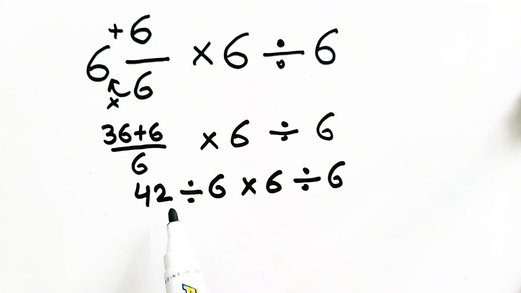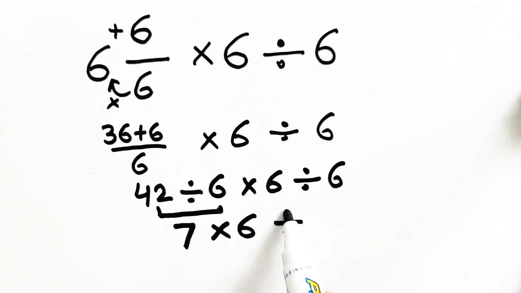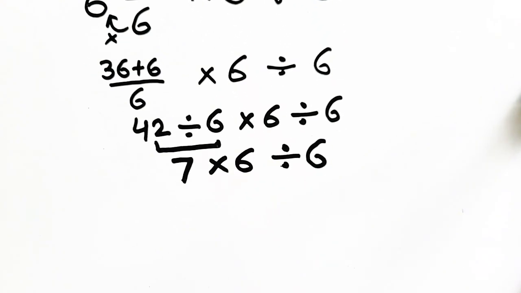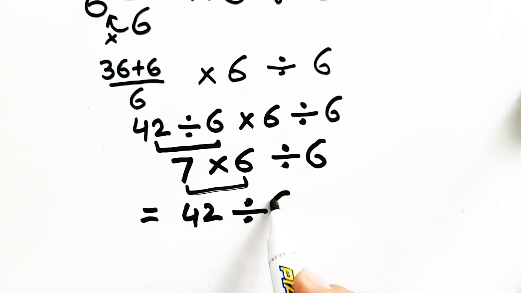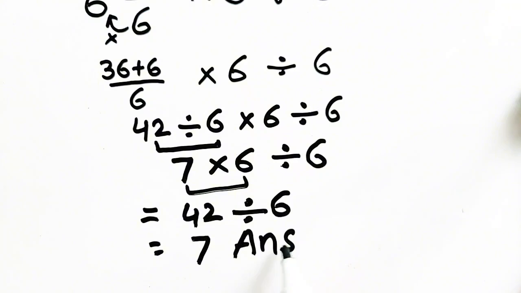Now according to PEMDAS rule, we have to solve this one first. So 42 divided by 6 is equal to 7, multiplied by 6 divided by 6. So 7 multiplied by 6 will be equal to 42 divided by 6. So 42 divided by 6 is equal to 7, which is our answer.